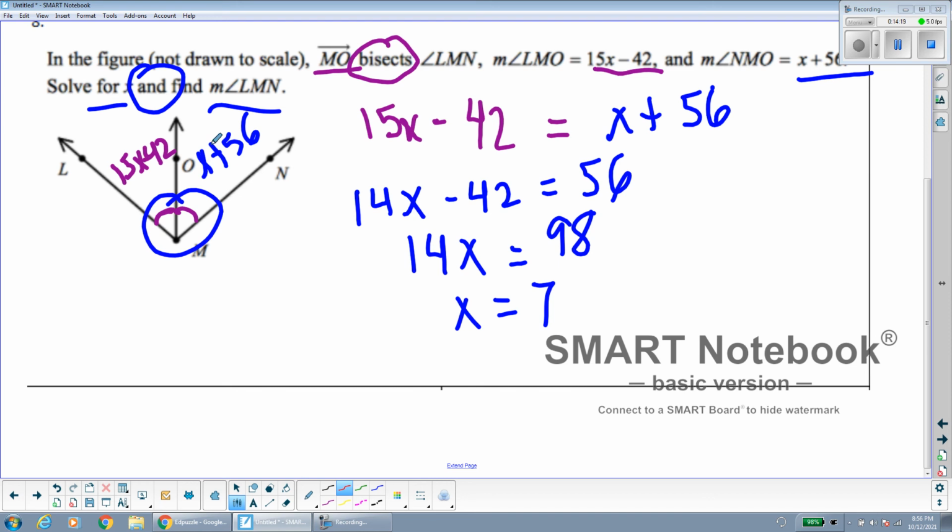Since each half of the angle is congruent, since we have a bisector, I know that both parts of the angle do measure the same amount for sure. So if this half is 63, this half is 63. And 63 plus 63 makes 126. So I know the whole angle, LMN, is 126 degrees.